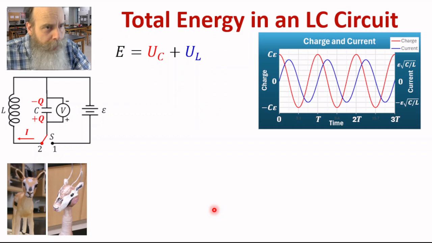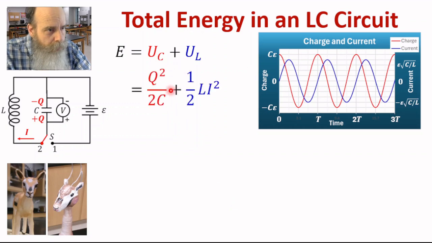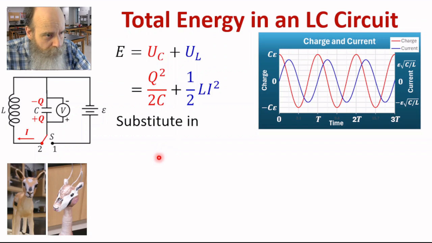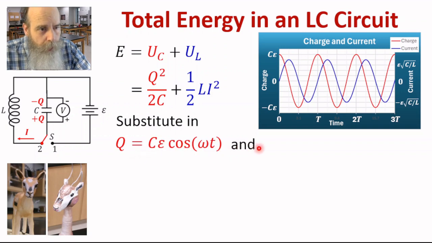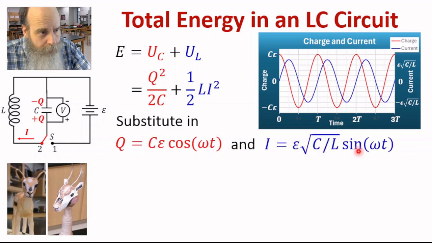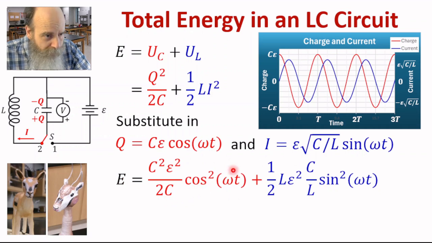Let's find the total energy in an LC circuit. Total energy is UC plus UL, given by these two expressions. Let's substitute in our Q and our I. So for the total energy, the first term in red is Q squared over 2C. We just squared this term and divided by 2C, and we get this.